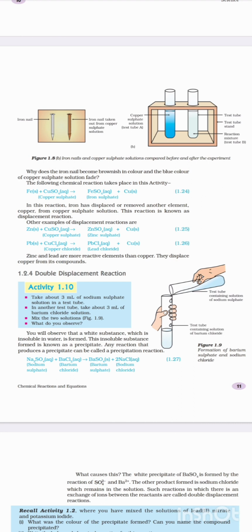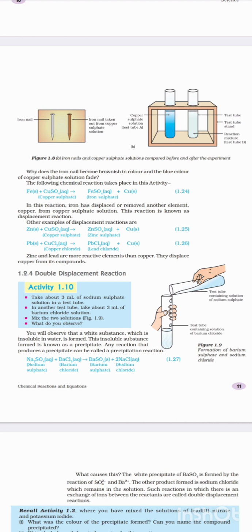Along with these four types of reactions, we have also seen three more types of reactions: exothermic reactions, endothermic reactions, and precipitation reactions. What is an exothermic reaction? One in which heat is released in the reaction. An endothermic reaction is one in which heat is absorbed in order for the reaction to take place. And in a precipitation reaction, a precipitate is formed in the reaction.